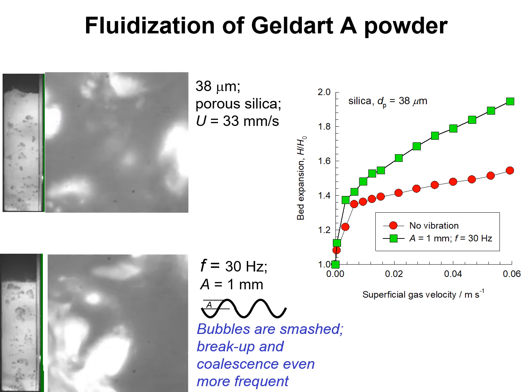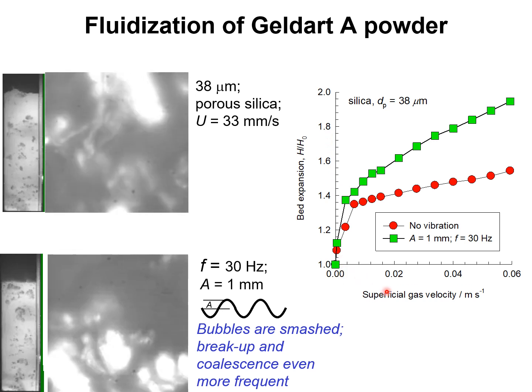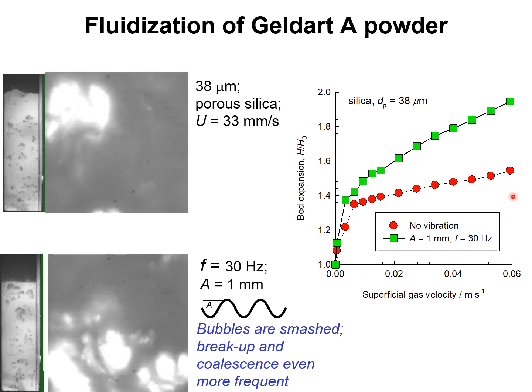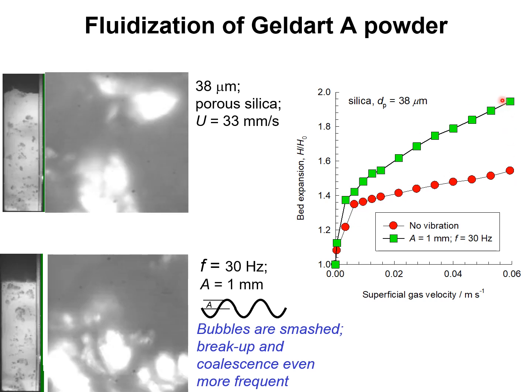Indeed, in this graph on the right hand side, we plot the bed expansion as a function of superficial velocity for the unvibrated column and the vibrated column, and the vibrated column shows a significantly higher bed expansion. Bubbles are smaller when the bed is vibrated, and the gas holdup is significantly increased. This is for a Geldart-A powder.